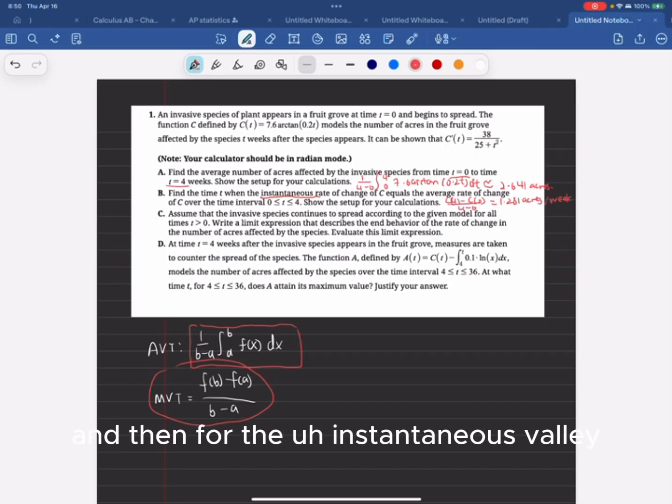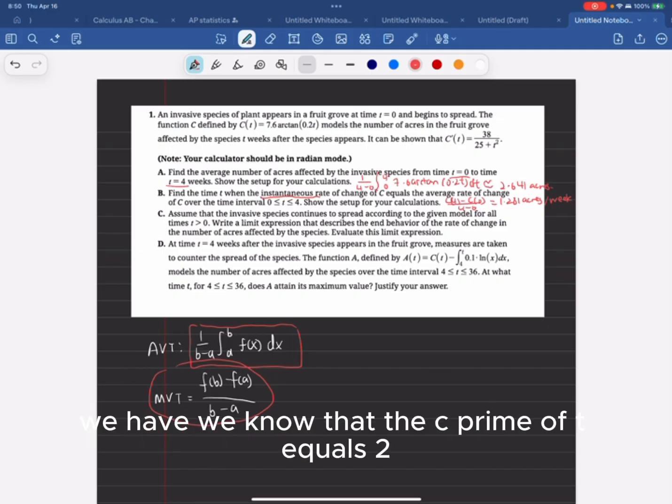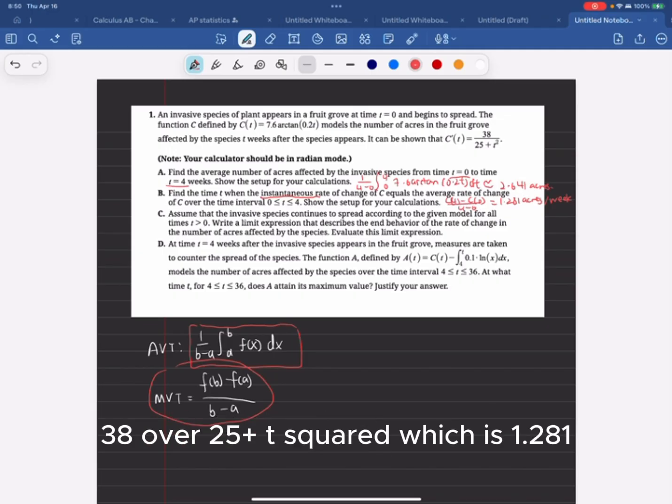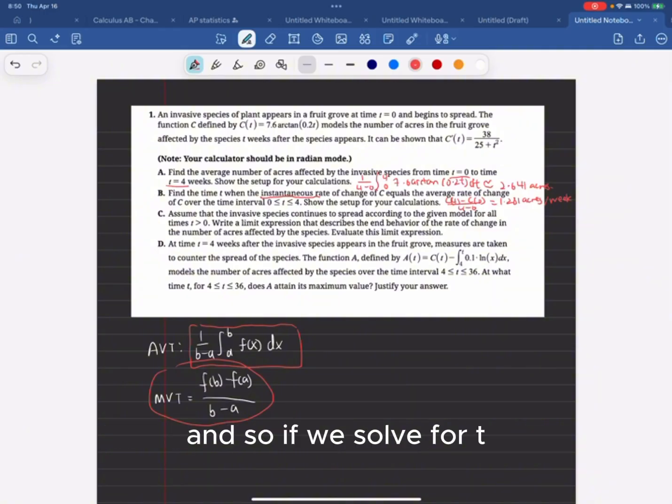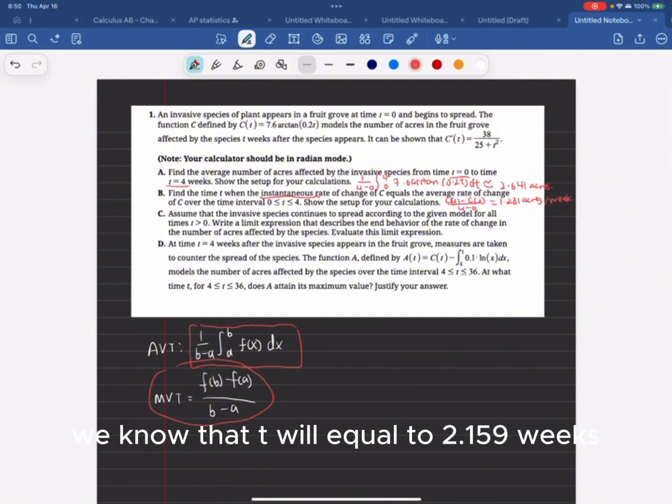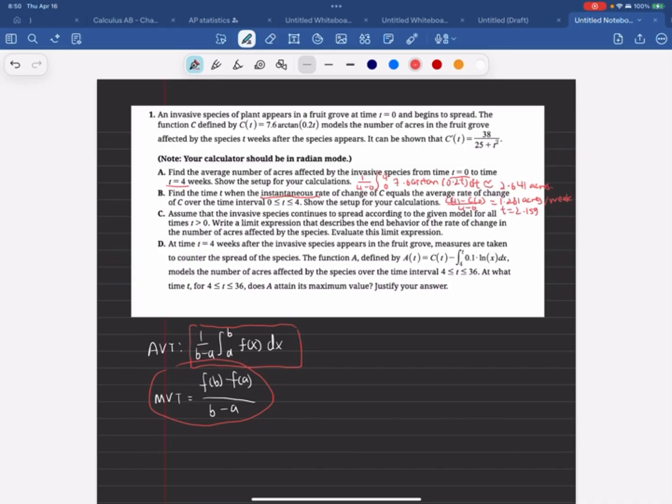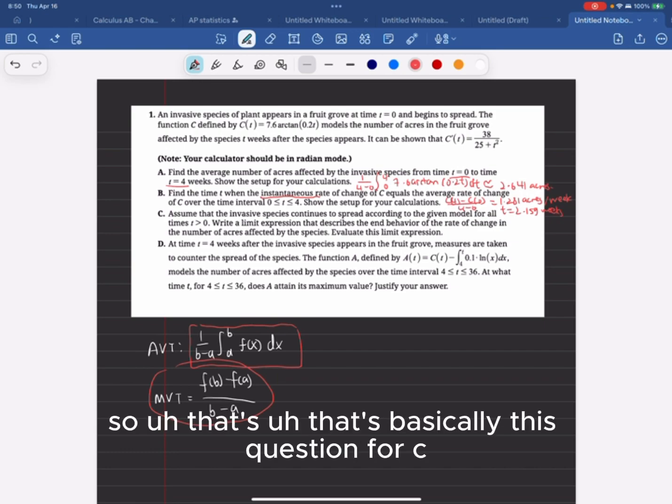And then for the instantaneous value, we know that C'(t) = 38/(25 + t²), which should equal 1.281. If we solve for t, we know that t equals 2.159 weeks. Okay, so that's basically this question.